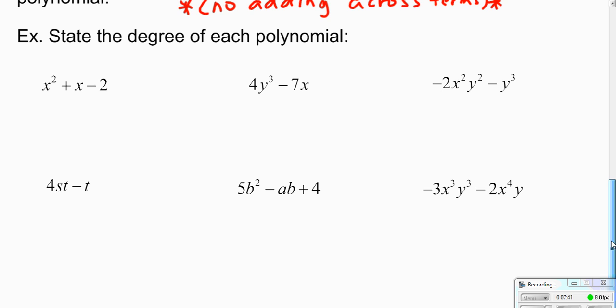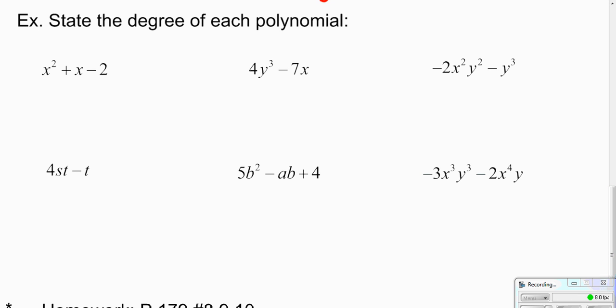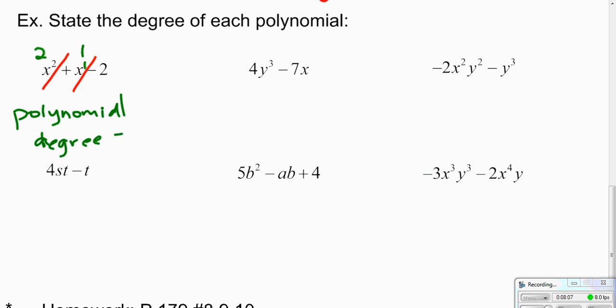So the first thing I want you to do is split up the polynomial into the separate terms. So in this one we have 1, 2, 3 terms. We only worry about the degrees on the variables. So we have a degree 2 and we have a degree 1. So this polynomial is a degree of 2 because 2 is the highest degree term.